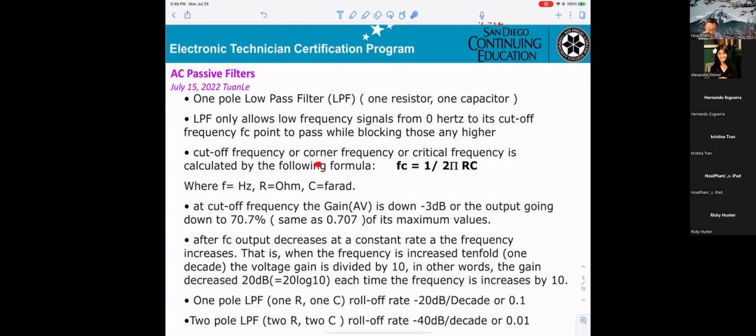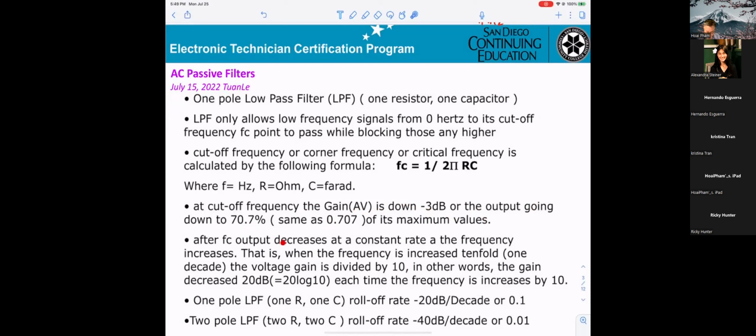Cutoff frequency or corner frequency or critical frequency is calculated by the formula FC equals 1 over 2 pi times RC, where F will be in Hertz, R in Ohm, C in Farad. At the cutoff frequency, the gain is down 3 dB, or the output going down to 70.7%, same as 0.707 of its maximum value.